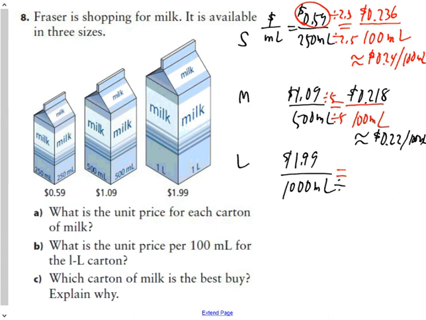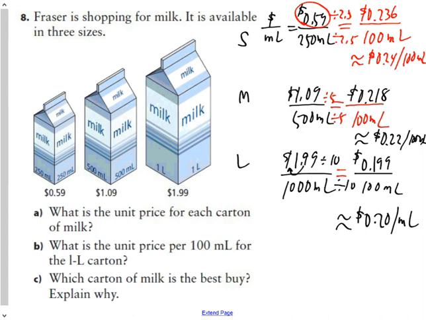And finally, for the last one, if I'm going to get it down to 100 mils, 1,000 divided by 10 and divided by 10. This is a much easier one, because when you divide by 10, you just move your decimal over 1. So it's approximately 19.9 cents, or approximately, rounded to the nearest cent, 20 cents per 100 milliliters. So question C says, which carton of milk is the best buy? Your best buy is the large, because per 100 milliliters, it is 2 cents cheaper than the medium per 100 mils, and it is 4 cents cheaper per 100 mils than the small.